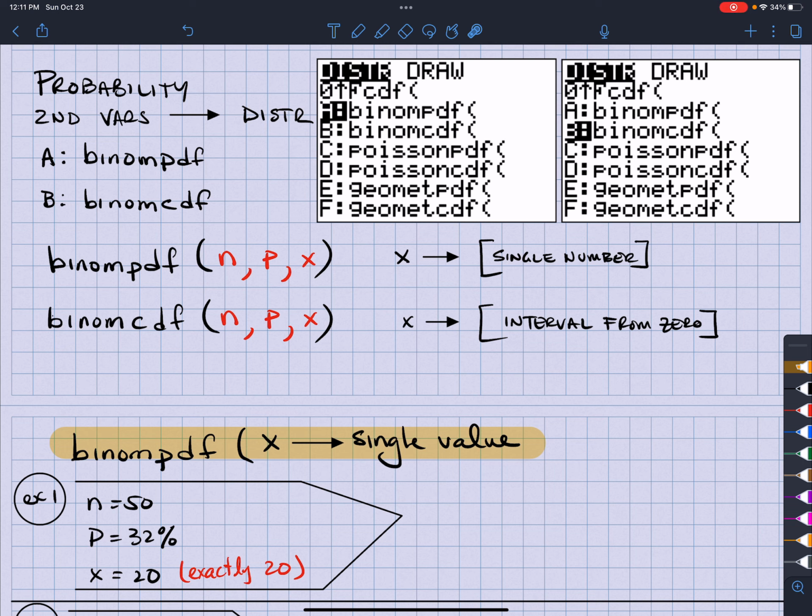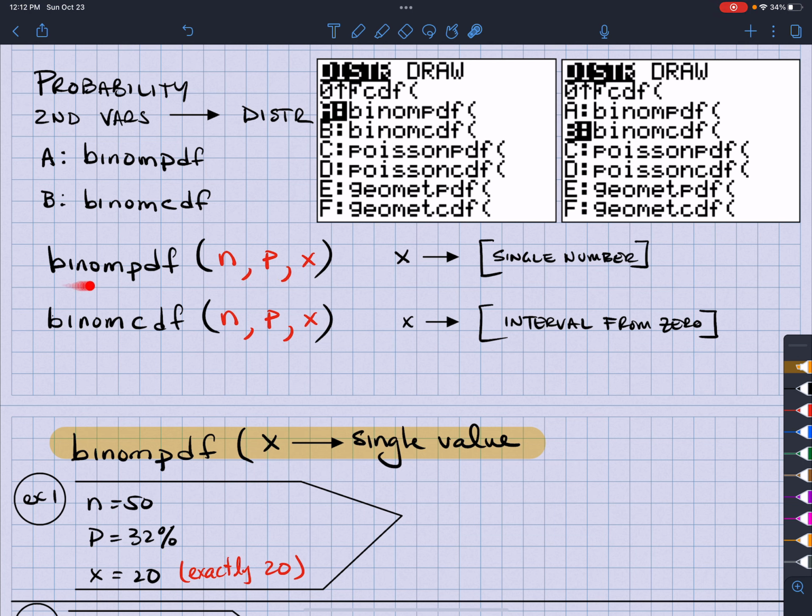So here we go. To find these probabilities, you would do 2nd Vars, which is DISTR, which stands for distributions. You can see it there as well. In my case, A was binomial PDF and B is binomial CDF. What's the difference between PDF and CDF? Well, PDF is talking about a single success.